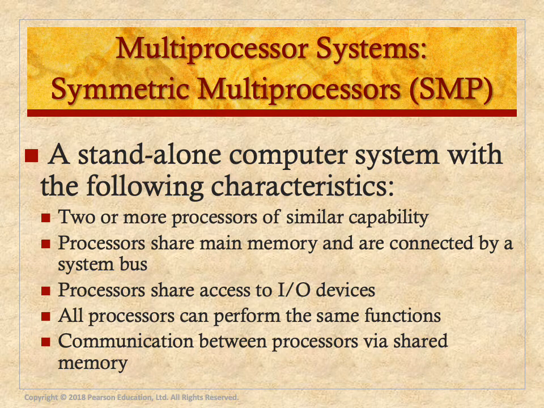The next characteristic is that the processors share the access to all the input and output devices in the system. Moreover, all processors can perform the same functions. That is why we call them symmetric processors. And the final point is that the multiprocessor system is controlled by a single operating system that allows for communication between the processors via shared memory.